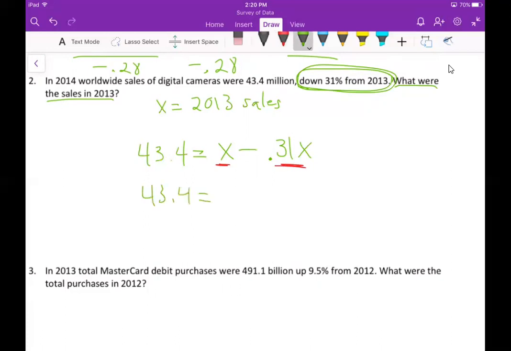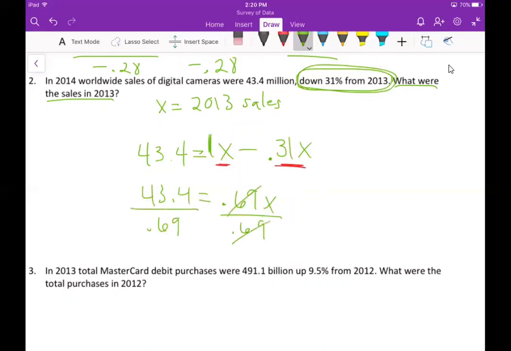So 43.4 equals 0.69 times x. Okay, you get the 0.69 because there is a 1 sitting in front of this x here, and 1 minus 0.31 is 0.69. Okay, that's an important step there, is to realize that 1 is sitting there. Then here we just have that one last step, divide off what is being multiplied by x.